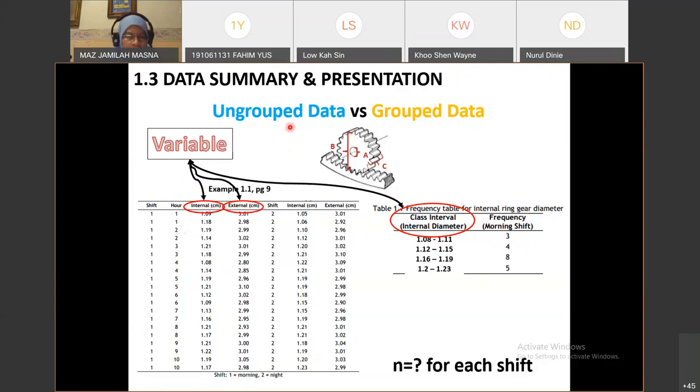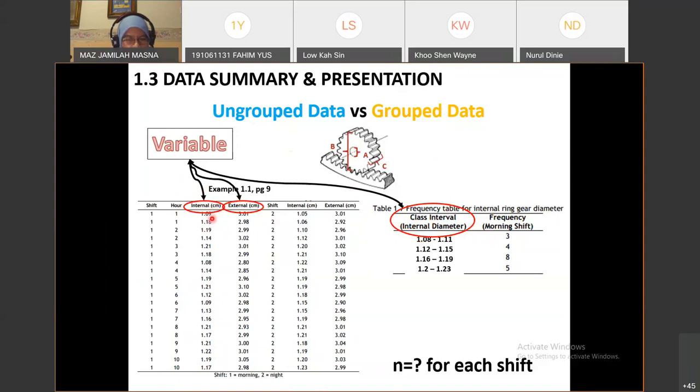Okay. Sometimes you can also have data in the form of a frequency table. So when you have frequency, it means that your data, your X, for example, in this case, this is your X1, this is your X2. Let's say we are talking about the internal ring gear. So we are talking about the class interval of your internal ring gear. It means that your original data from this particular raw data has been transformed into what we call class interval.